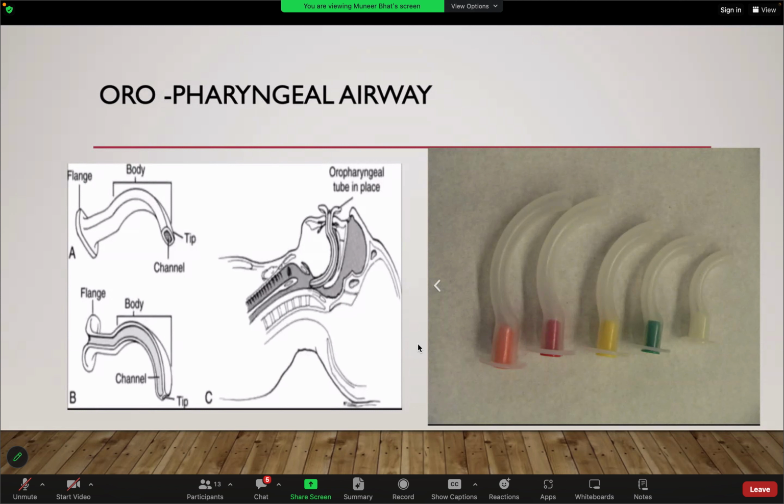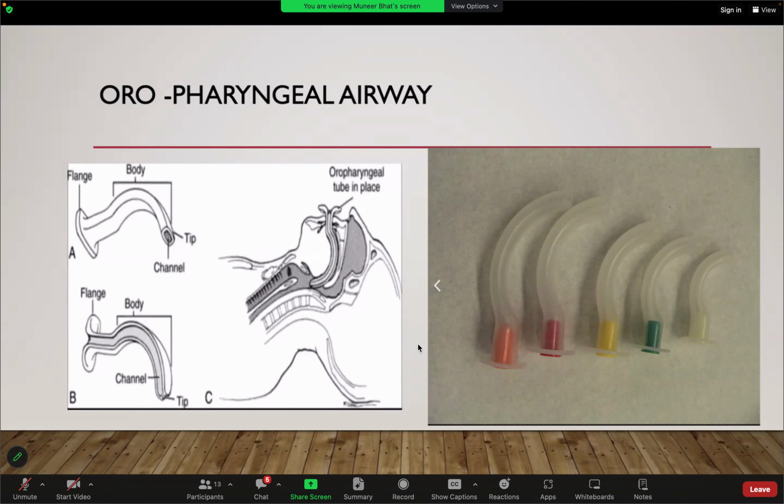Now, the second important point: what are the contraindications? You might be given a question, the following are contraindications except. In a patient who is conscious or in a semi-conscious state, you should not put this oropharyngeal airway. Why?